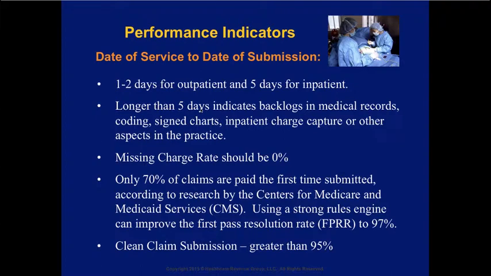Why are you not scrubbing your claims, using a strong rules engine so that your FPRR can get up to 97%? So your first pass resolution rate is 97%, which means when I'm on that roller coaster ride going up the first hill, I'm going to go down the first hill and get paid. I'm not going to be the 30% falling out on the corkscrew. No, that's not acceptable. And if you find that you are at a 70% first time pass resolution rate, you've got a problem.